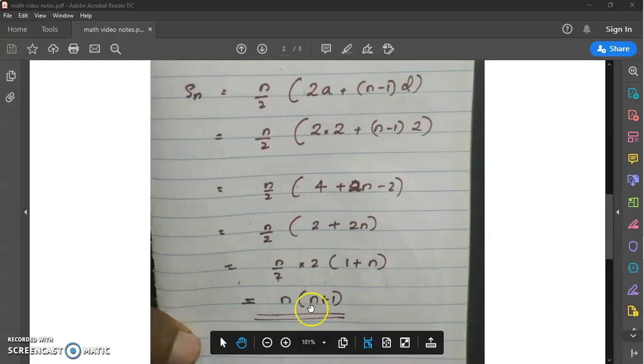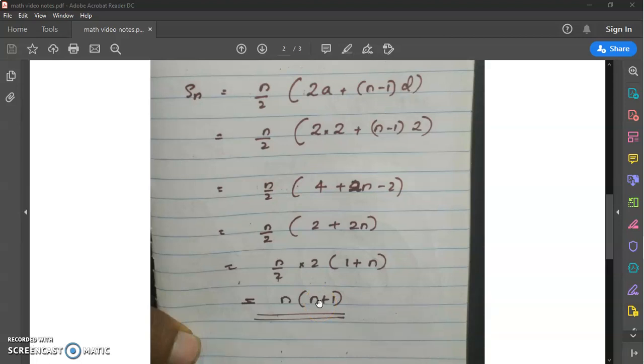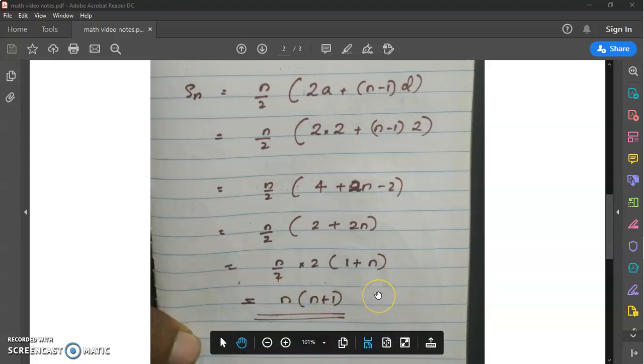So n by 2 into 1 plus n. 2 और 2 कट हो जाएगा. I'm sorry, I forgot to cut the 2 here. ये 2 and ये 2 will be cut. What is left? n into n plus 1. So that means, what is the meaning of that? To find the sum of first n even numbers, you can just use this equation, n into n plus 1.